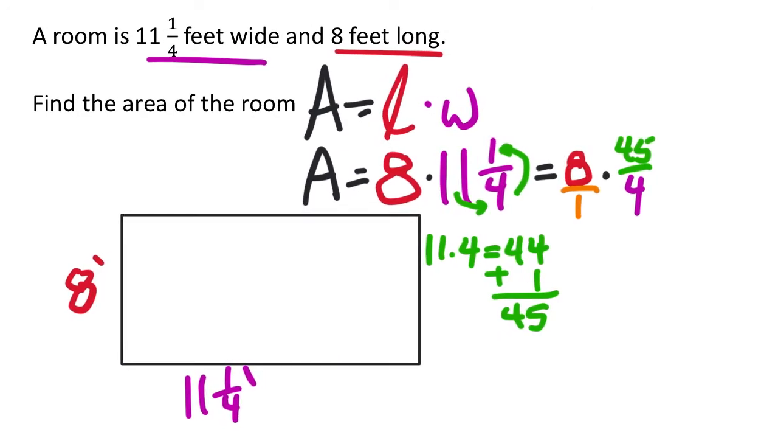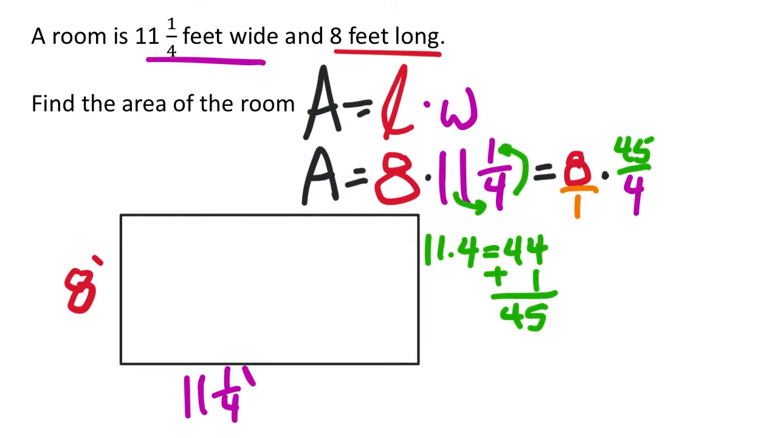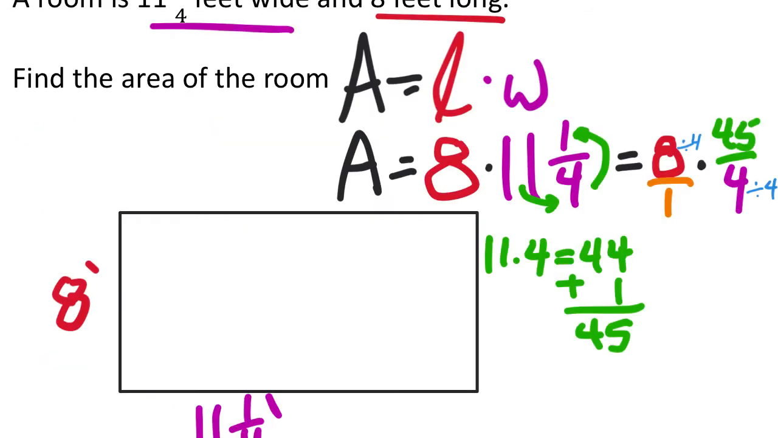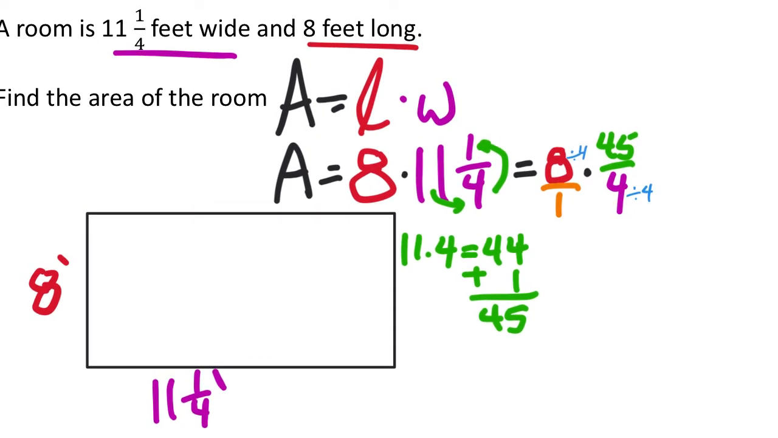I haven't shown cross simplification today, so I kind of feel like I should. And I see the 8 and 4 right there. So the 8 and 4, I know I can simplify those. 8 is divisible by 2. Well, actually, it's divisible by 4, isn't it? So I can divide the 4 also by 4. So my new fractions for multiplication after cross simplification: 8 divided by 4 is 2, and 4 divided by 4 is 1.